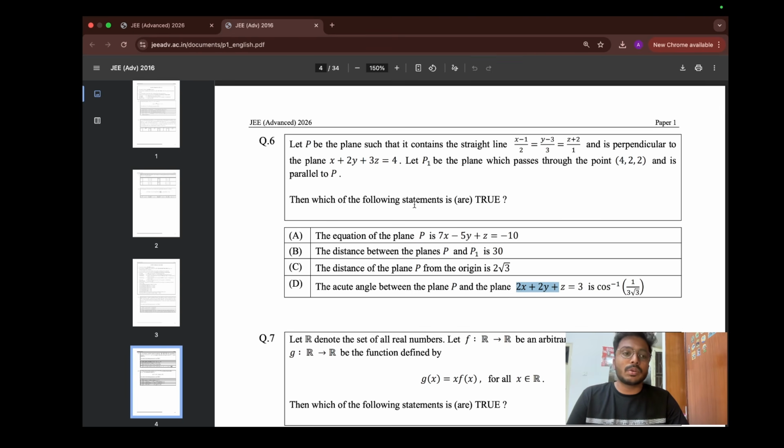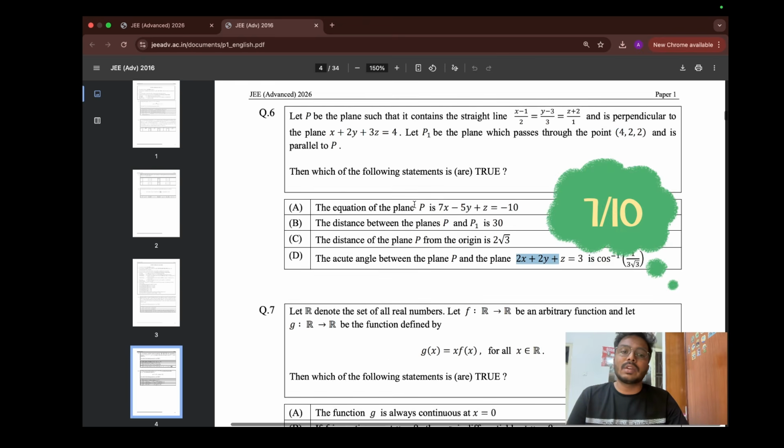Again, this is a straightforward and easy question. All you have to do is sit and patiently solve it. Since it demands some time, we'll give it a score of 7.